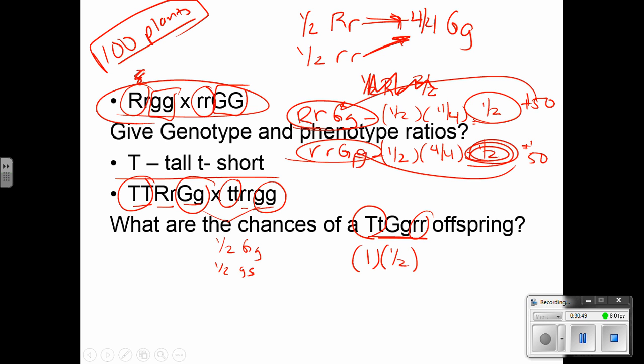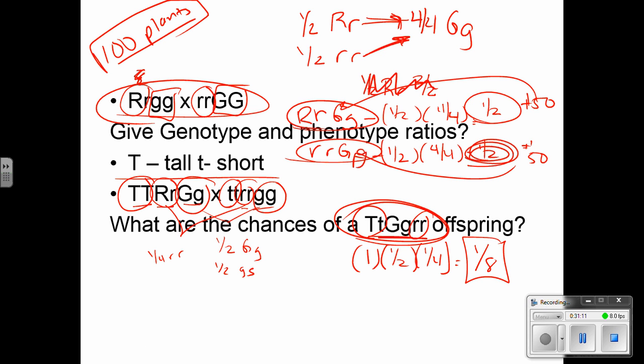And then little r, and we've got this and this. And we know from memorizing that there's a 1/4 chance of getting little r, little r. So you're going to multiply all of these together. And there's a 1/8 chance that you're going to get this offspring from that cross. That goes so much faster than doing an entire Punnett square or a dihybrid, trihybrid, in this case, cross, and trying to find and count up how many boxes there are.